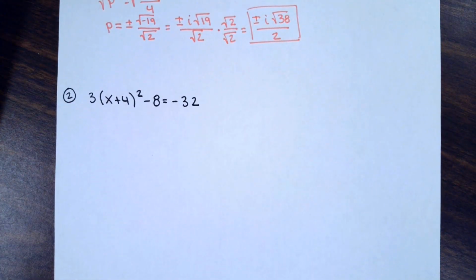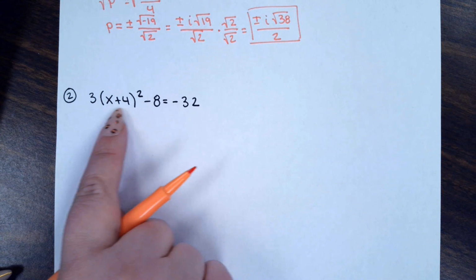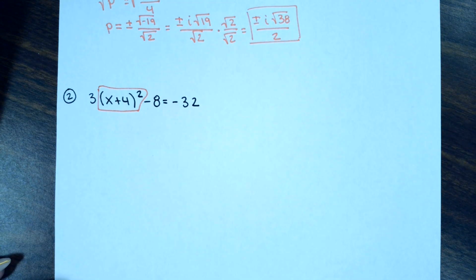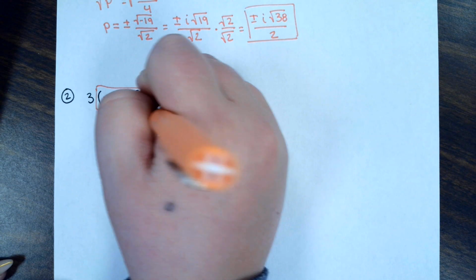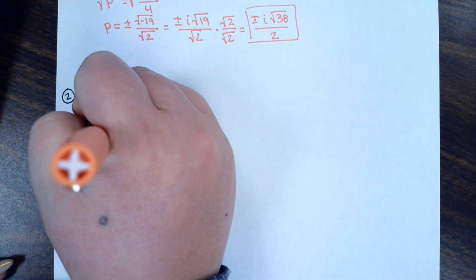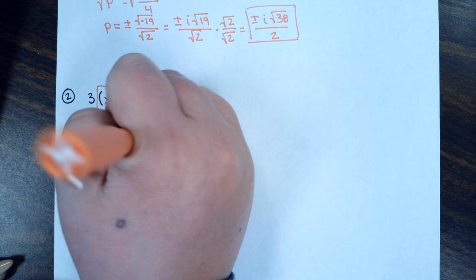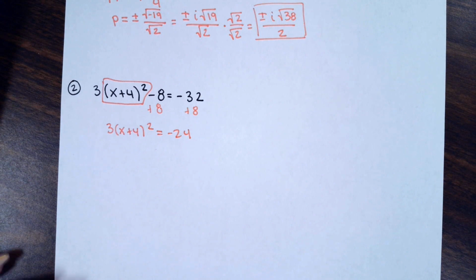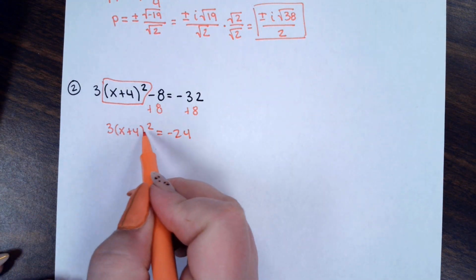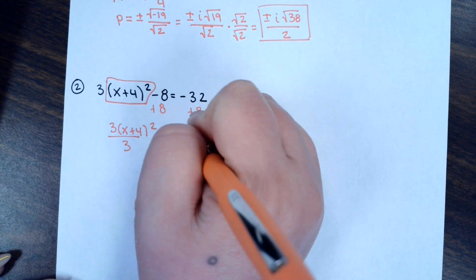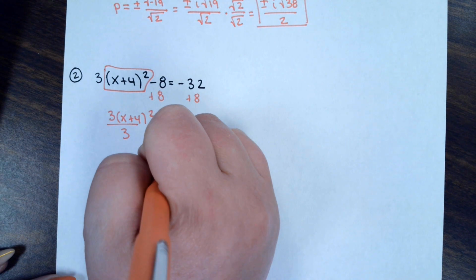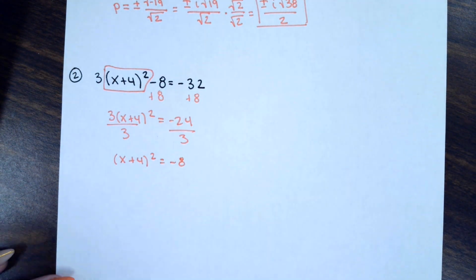Here we go. So remember, when we have an expression like this being squared, we isolate this first, and then we can deal with the squared there. So we're going to add 8 to both sides. So 3 times x plus 4 squared equals negative 24. Remember, we're trying to isolate this expression here, so we've got to divide by 3. x plus 4 squared equals negative 8.